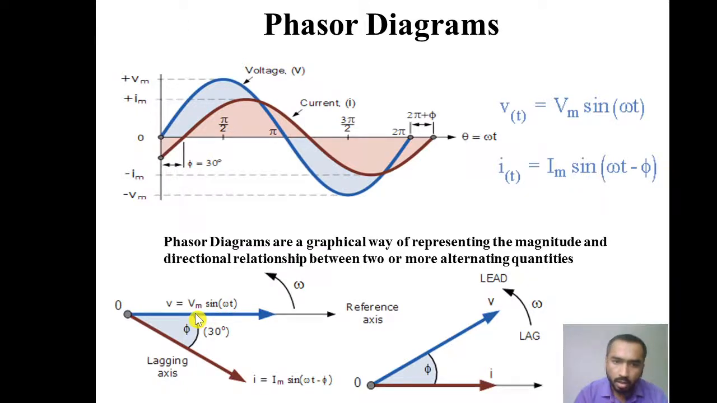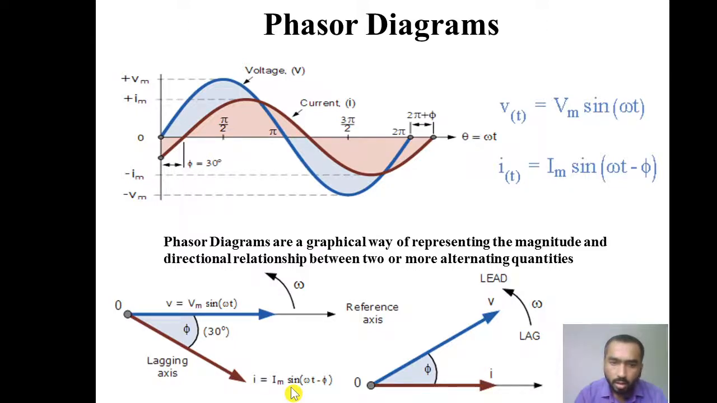If current leads voltage, then we have to show it in the upper direction. If the condition is reversed, meaning current leads voltage by 30 degrees, then we have to show the current here, at an angle of 30 degrees. But now current lags voltage, so we show it in the downward direction. This is the lagging axis, and here we write the equation of that current.